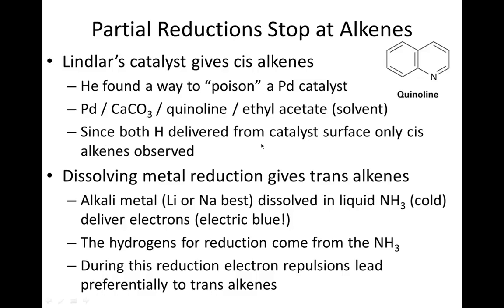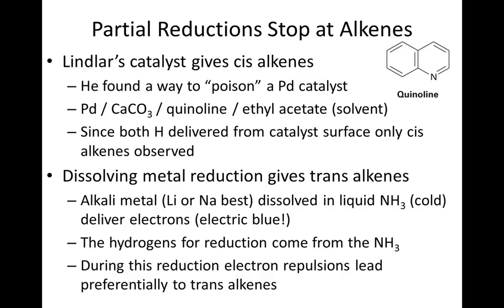And since both of the hydrogens are going to be delivered from the surface of the catalyst, we're only going to make cis alkenes. Now you have another option for partially reducing alkynes and stopping at alkenes. If people figured out a way to make only the cis alkenes, it stands to reason somebody would want to also be able to make only the trans alkenes.